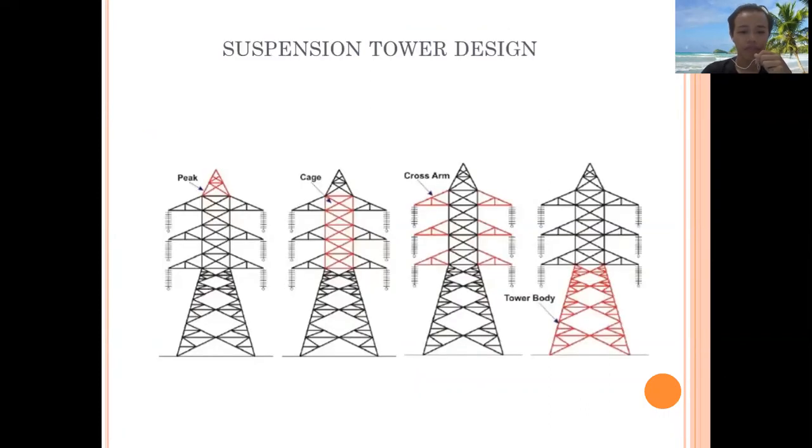Next is suspension tower design. It can be seen from the picture below that, as described earlier and in the field, the top one is usually called the peak, and after that is the cage in the middle, and the one shaped like an arm is the cross arm, and the bottom one is usually called the tower body.